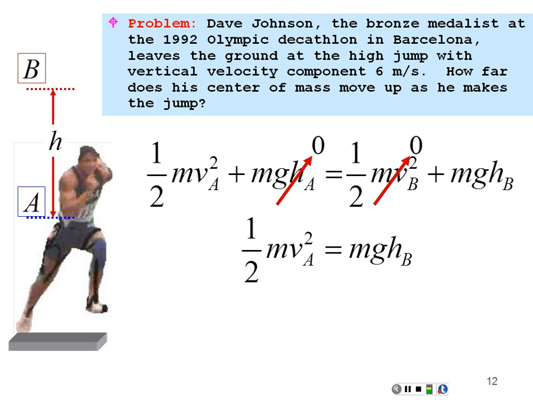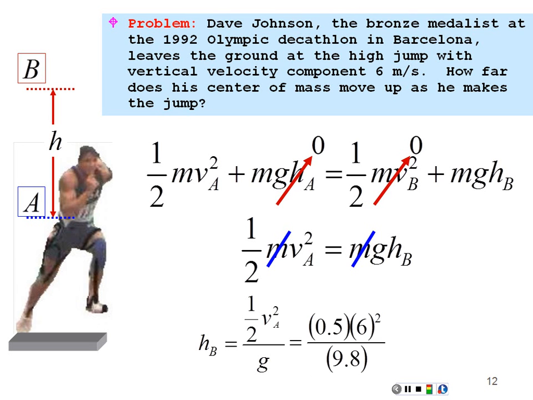Sounds good. Let's solve this. Well, his mass is still the same, so we can cancel that out on both sides and solve this for his height at B. We're going to divide both sides by g, and then we have it. So his height at B is 1/2 his velocity at A squared divided by g. That's 1/2 times 6 meters per second squared divided by 9.8. His center of mass is going to go up 1.84 meters to his maximum height. How about that? See how nice this is? How nice this energy approach can be?